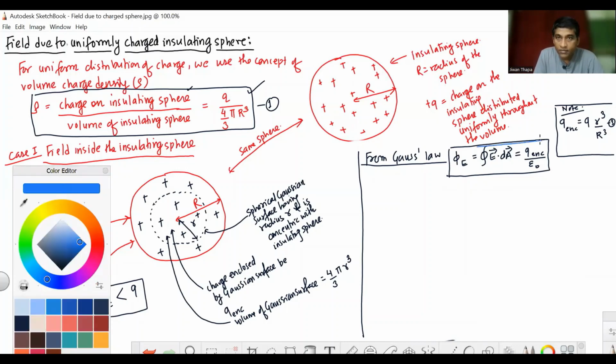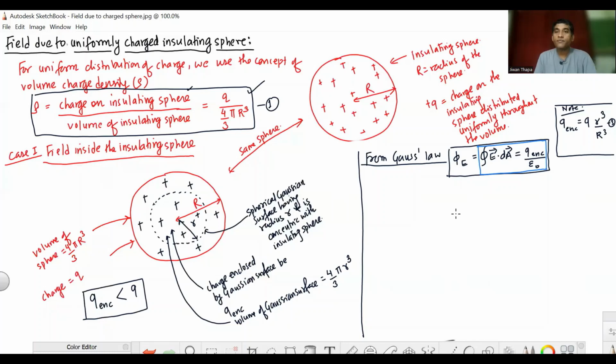Now we take this and simplify to get electric field. So in order to calculate electric field from this equation, we use the symmetric condition, or we use the condition of symmetry. So what is the condition of symmetry? Let's understand in brief about the symmetrical charge distribution and its condition.